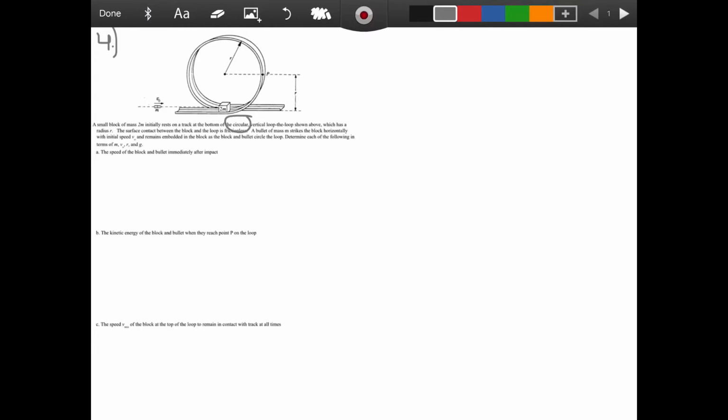And here we have a collision, and the bullet of mass m strikes the block horizontally and remains embedded. So we have an inelastic collision here, which is important for us to note. So we want to determine all of the following in terms of m, v naught, r, and g. So right away, starting with part A, I'll do up here. If we're starting with an inelastic collision, we always start with P before equals P after.